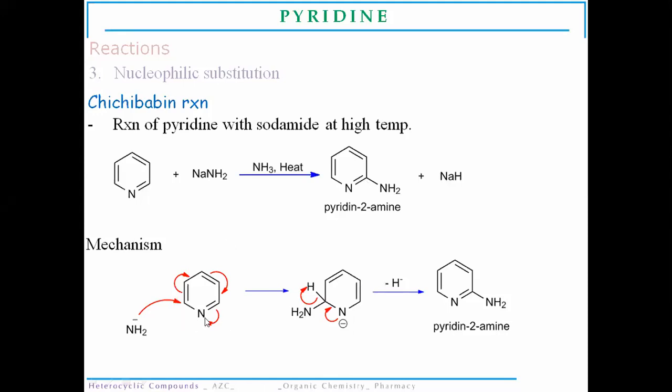So this is the mechanism. The amine will be attacking at the second position, so there is formation of an intermediate, the amino pyridinium ion, and with the dehydrogenation reaction, there is formation of pyridin-2-amine.